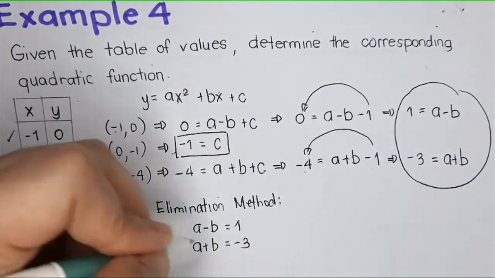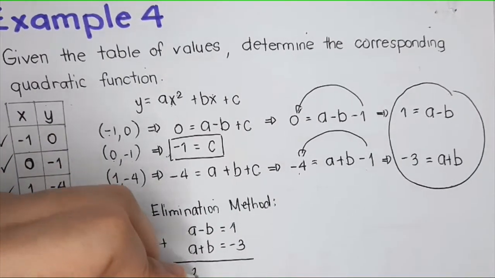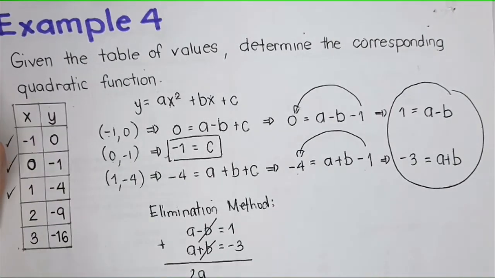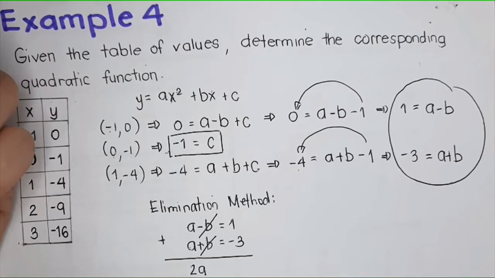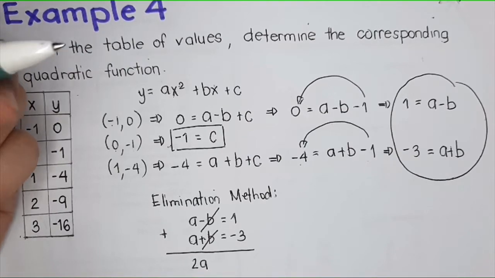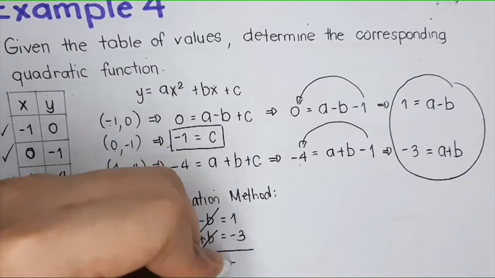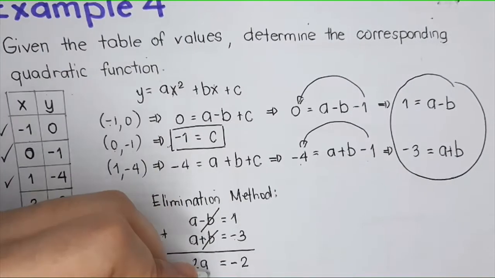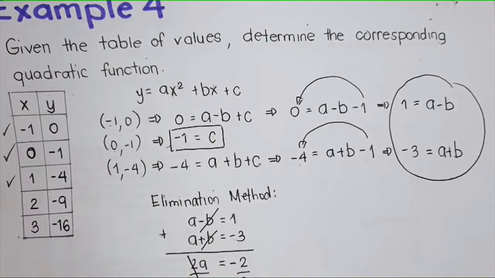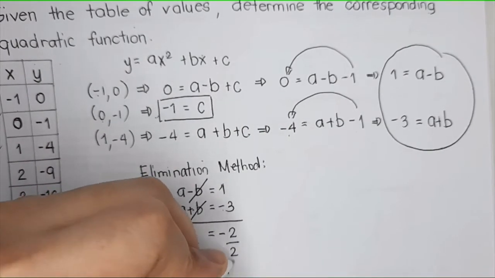Tapos, I'm just going to add them. Tingnan nyo kung anong mangyayari. A plus a, you'll get 2a. Negative b plus b, mawawala na. Okay? Kaya siya elimination kasi you're going to eliminate at least one variable. Okay? So, 1 plus a negative 3, you'll get negative 2. So, divide both sides by 2. Ano ang value ni a? A is equal to negative 1.